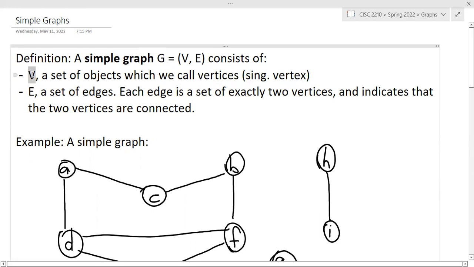So a graph contains a set of vertices, V, and a graph also contains E, which is a set of edges. And the edges here are represented by lines. Technically, each edge is a set of exactly two vertices and indicates that the two vertices are connected. So we draw it as a line here, but really, more technically, it's a set of two vertices, namely C and B, and it indicates that C and B are connected.